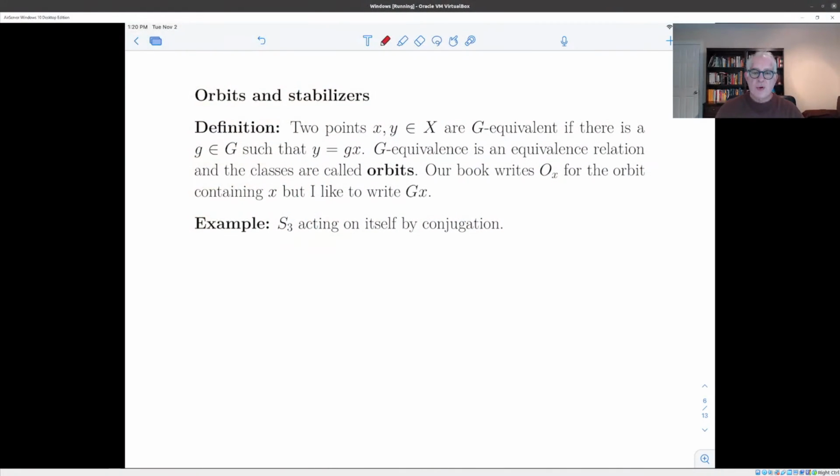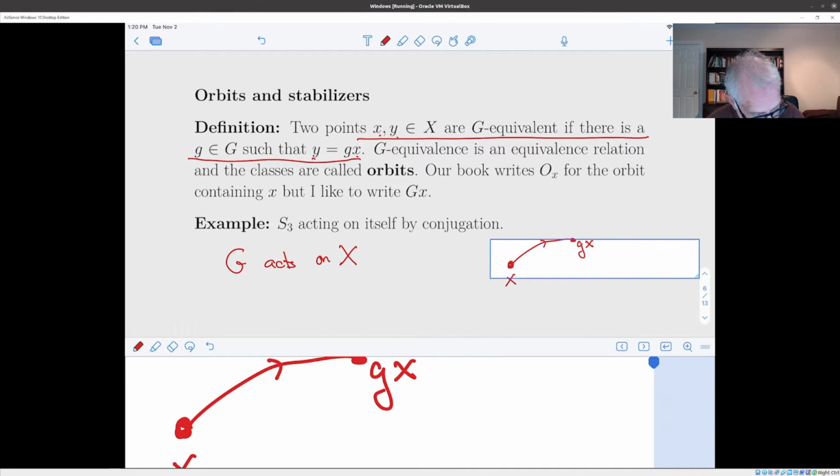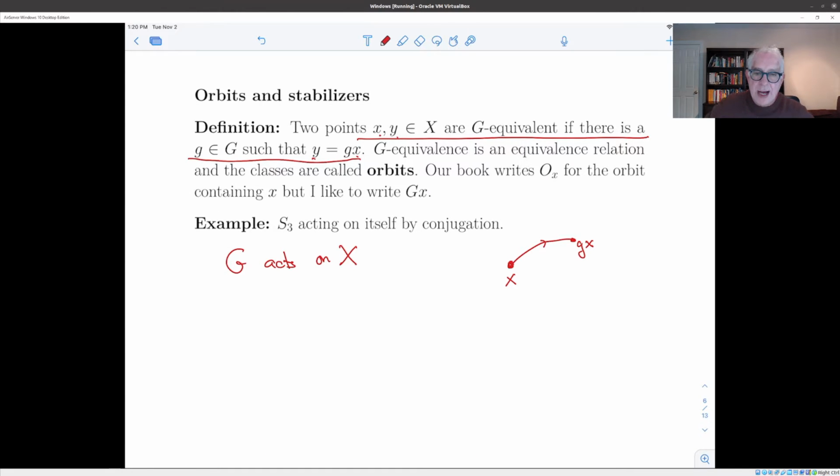So let's start with orbits. Suppose you have a group acting on a set. So G acts on X. In other words, you can take an element of X and you can move it by an element of G. And we say that two points, X and Y, are G equivalent if you can get from X to Y by an element of G. So if you think about the action of G, here's your X, here's G taking you to GX. If you can get from X to Y, then X and Y are G equivalent. And this is an equivalence relation.